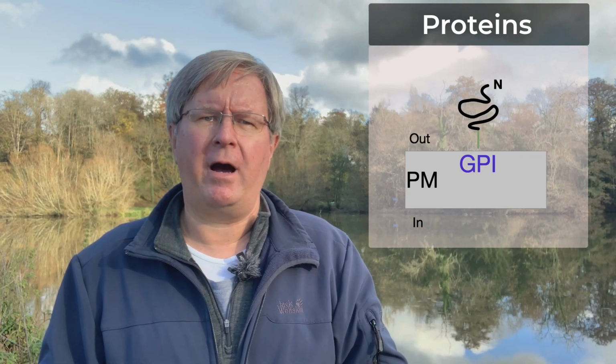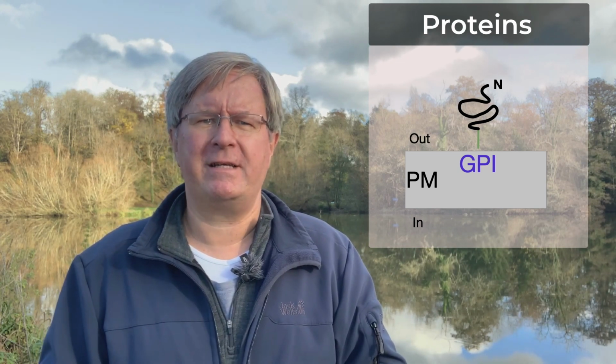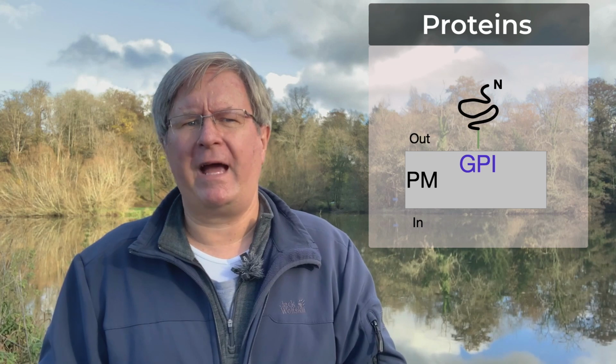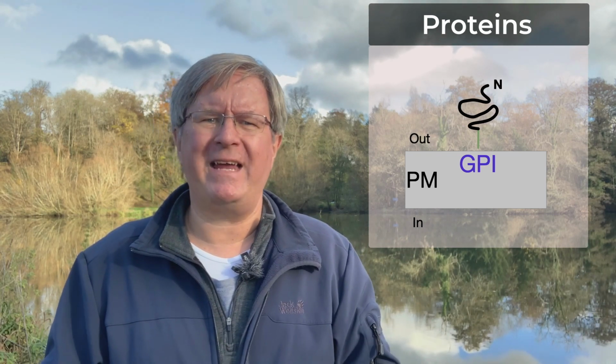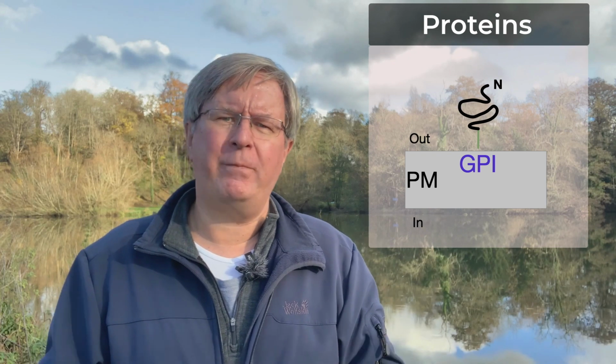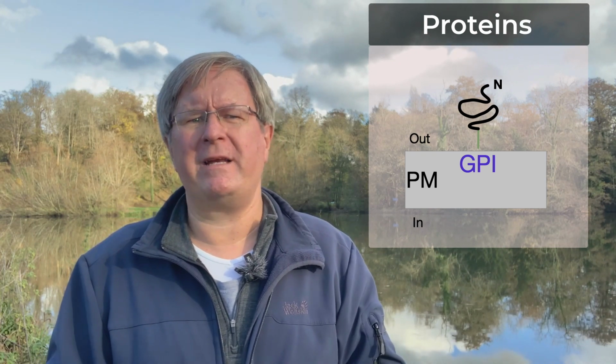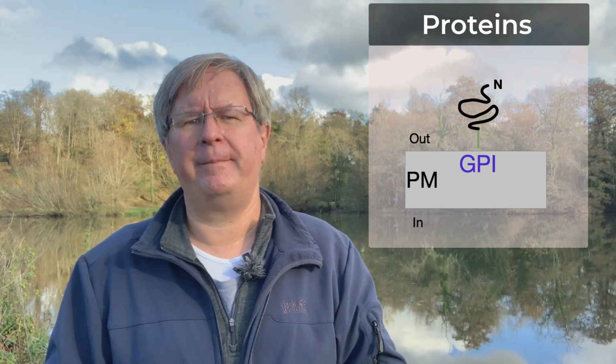6. GPI or glycosyl phosphatidylinositol anchored proteins. These proteins are found on the outside of the cell, and the protein is anchored to the membrane via the GPI link. Examples of this type of protein can be found on the surface of oocytes, where they bind to their counterparts on the sperm.